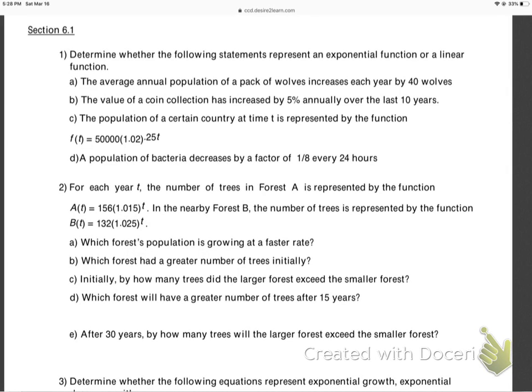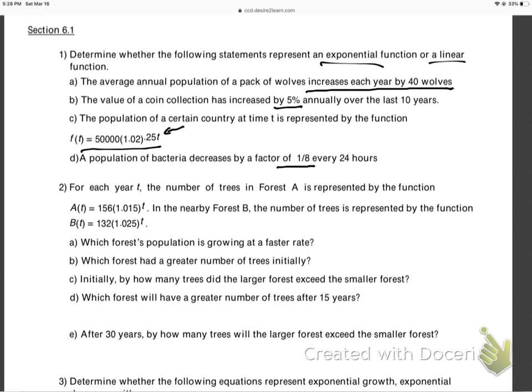Okay, I'm just going to run through some of the homework questions a bit quickly on this one. So whether it's exponential or linear, this is saying. Now, something that increases by the same amount each year is linear. Okay, so that one will be linear. Something increasing by 5% is exponential. This is exponential because we have an exponent with a variable in it, okay?